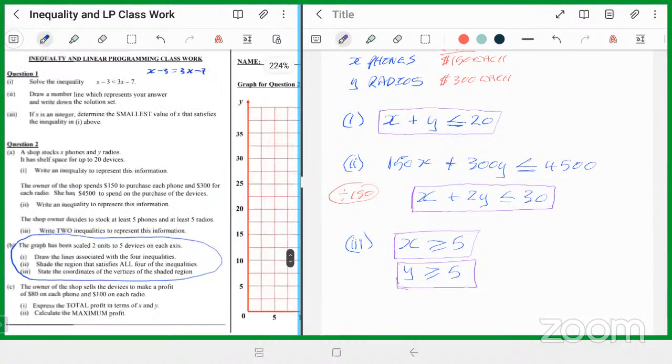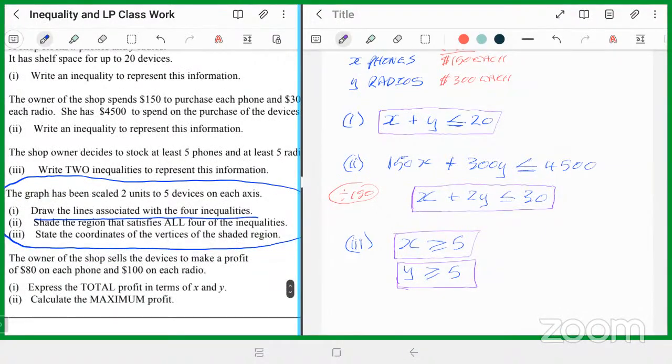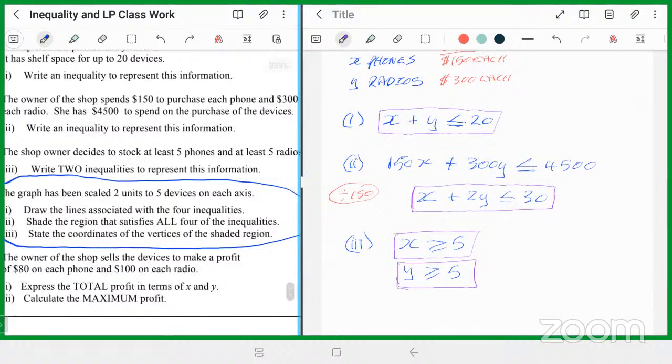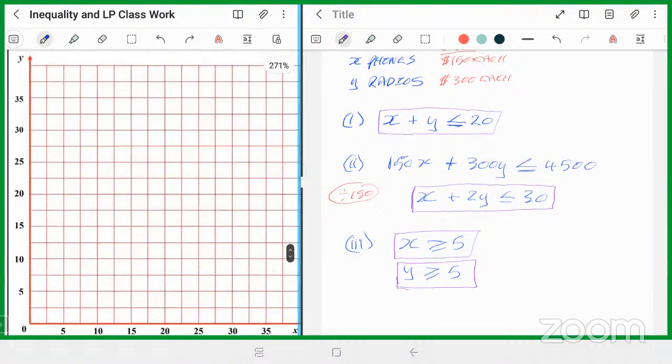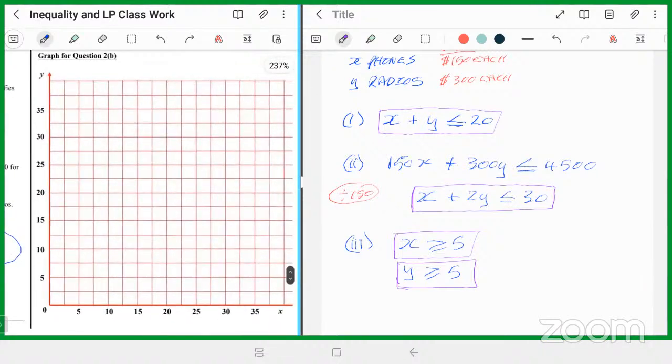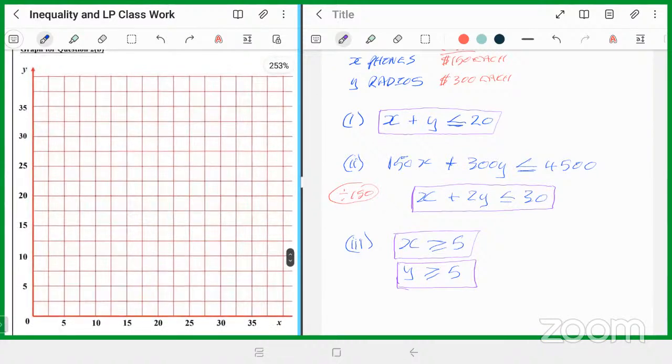They want us to draw the lines associated with the inequalities. They want us to shade the region that satisfies all the inequalities. And then they want us to state the vertices of the shaded region. And the vertices are always very important, as I said. All right, let's do that part next. I'm going to do it right on this graph that I have on the screen.